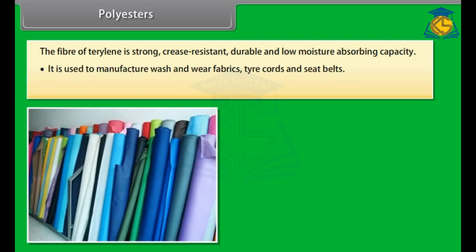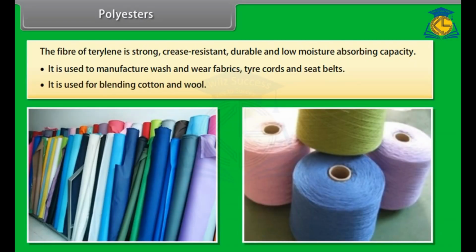It is used to manufacture wash and wear fabrics, tire cords and seat belts. It is used for blending cotton and wool to provide better finish and increase their resistance to wrinkles and wear and tear. Phenol formaldehyde polymer, Bakelite.